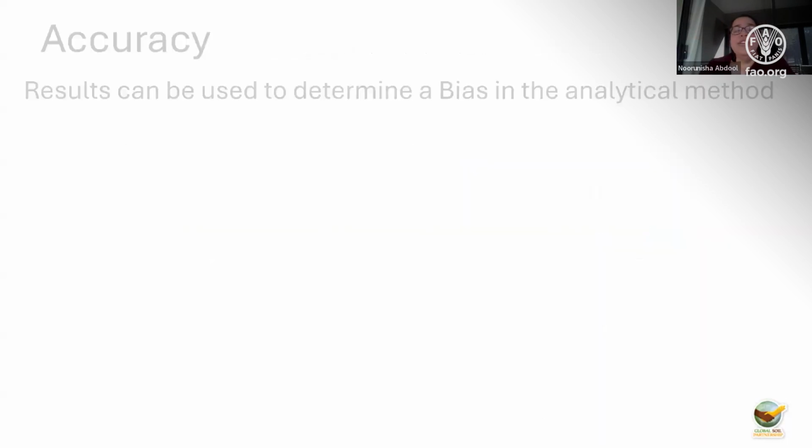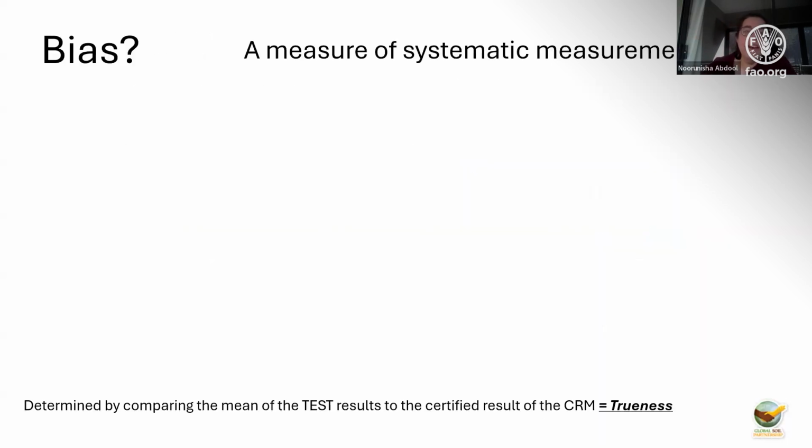Now, you can also use accuracy to determine your bias. What is your bias? It is the systematic error of measurement. That means it's not you, it's not your colleague, it's not your glassware, it's not how you extract your soils. It's the inherent error within your system or your equipment.